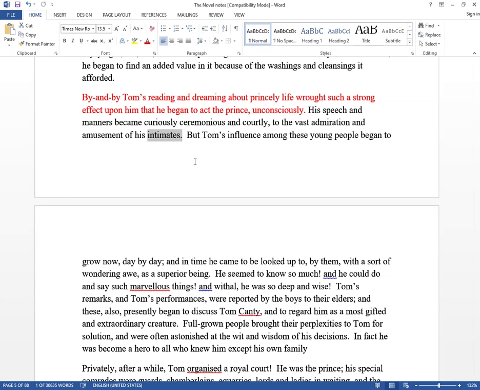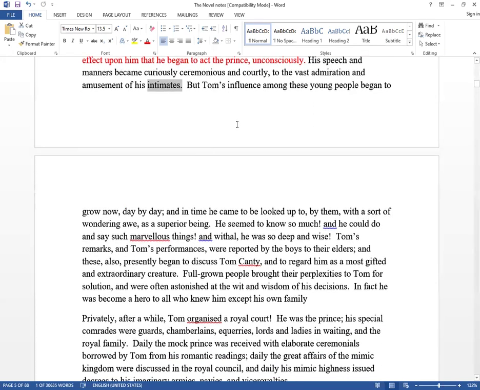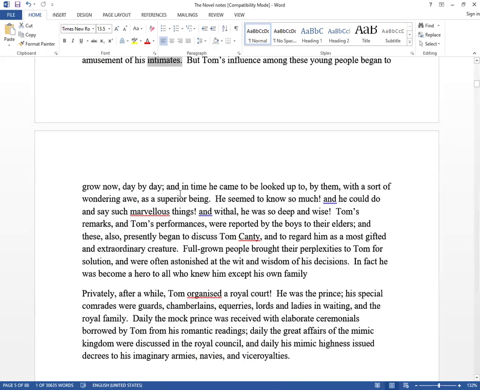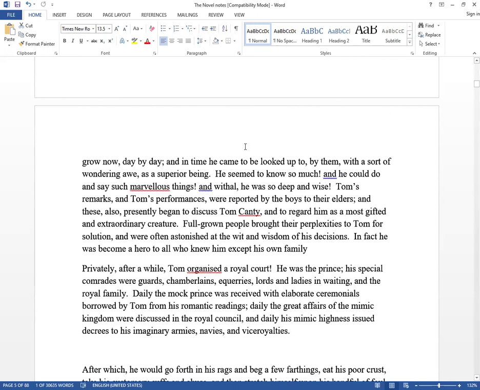Education makes Tom an outstanding person, a highlighted person, a celebrity. What is a celebrity? A famous person in society. That is education. Therefore, learn well. Then you will be a celebrity in your society, right? But Tom's influence among these young people began to grow day by day. Tom's influence is very high now. Everybody appreciates Tom. He becomes famous every day.